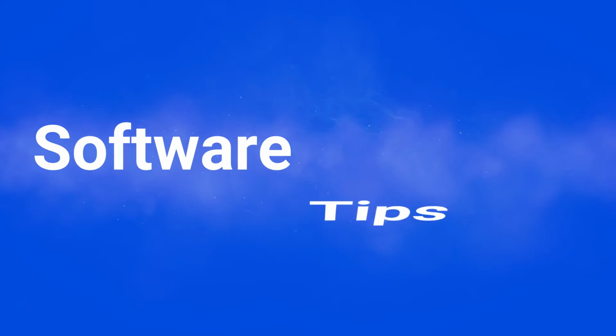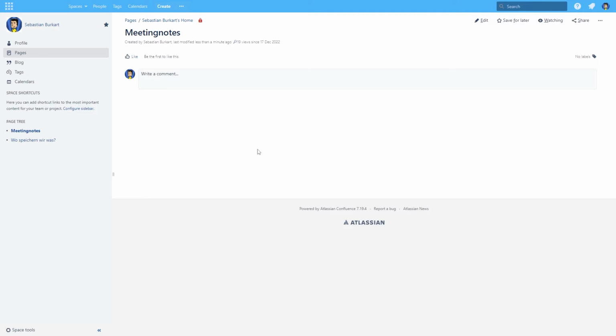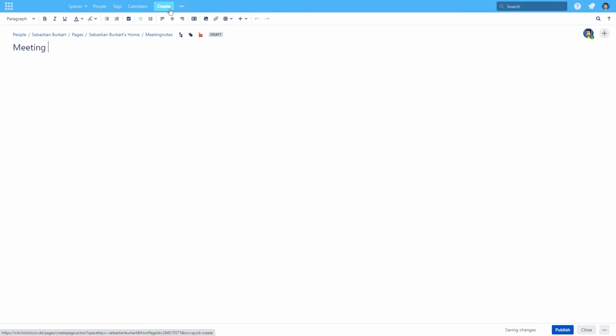And also you can get an awesome overview about every task in all the pages and below. Let's take a look. I'm in Confluence, I have here a page meeting notes. Let's create a page below. Let's call it meeting 1.